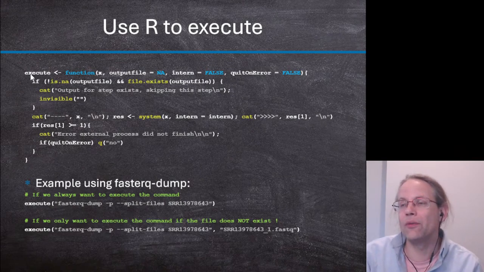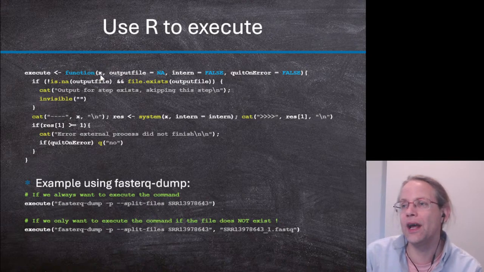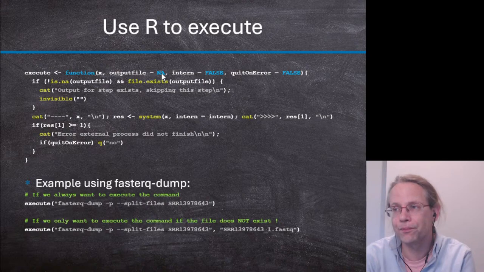Right, so I'm going to make a small function called execute. It will take X, and X is just the command that we want to execute. I'm going to give that directly to system at this point. But I'm also going to give me the ability to define an output file. So if I'm not defining it, the output file will be NA, meaning that it does not exist.